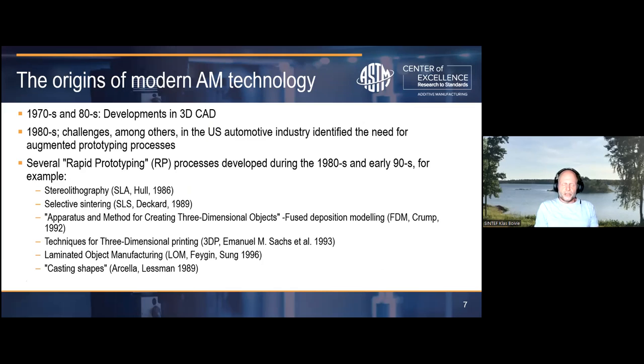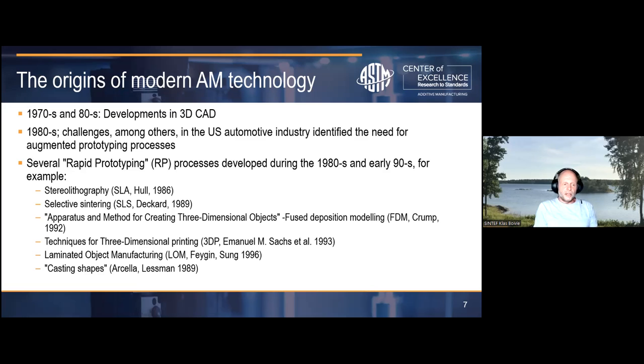During the 1980s, there were some great challenges for the American automotive industry. There was competition from Japan, and they found that the Japanese automakers were much faster in developing new models. One bottleneck for the Americans was that it took too long and cost too much to develop prototypes, and they needed lots of prototypes. So there was a great need for rapid prototyping processes. There was money to be invested in this development, and a number of these processes were developed during the 1980s and early 90s.